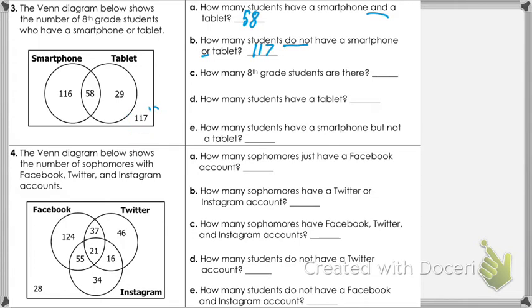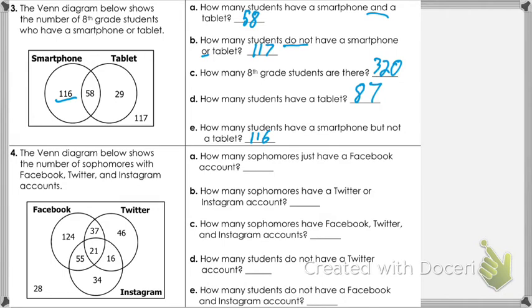Next, how many 8th grade students are there? So we're going to add all the categories because these are all in 8th grade. So 116 plus 58 plus 29 plus 117. Feel free to do the math on that one. It ends up being 320. How many students have a tablet? Once again, you might be inclined to say 29, but it's 29 plus 58 because they have a tablet as well. So it ends up being 87 students. How many students have a smartphone but not a tablet? So just smartphone, 116, because these 58 have both, so we don't want them right now. We just have 116.